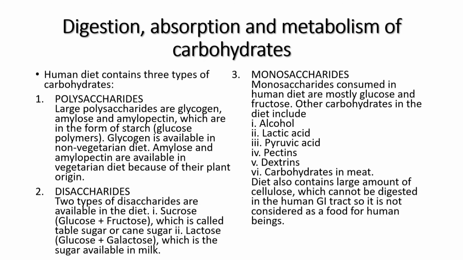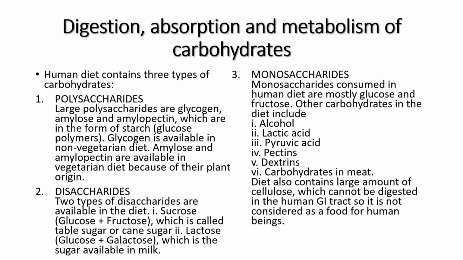Disaccharides. Two types of disaccharides are available in the diet. Sucrose, glucose plus fructose, which is called table sugar or cane sugar too. Lactose, glucose plus galactose, which is the sugar available in milk. Monosaccharides. Monosaccharides consumed in human diet are mostly glucose and fructose.